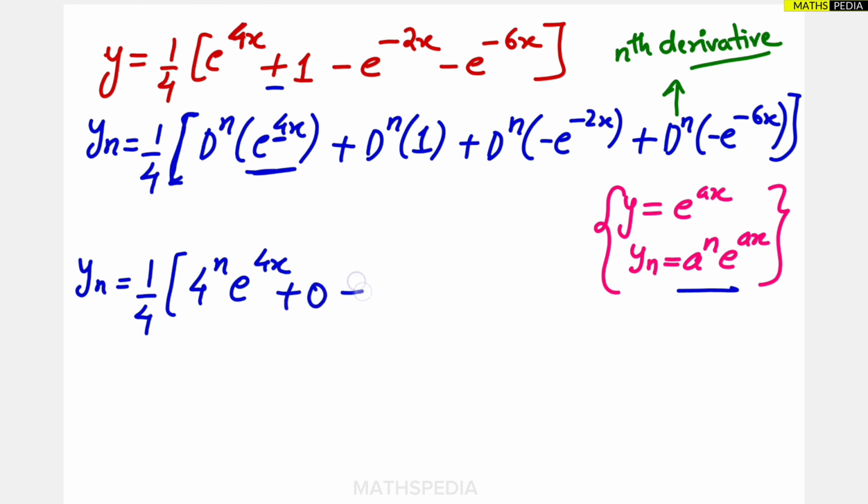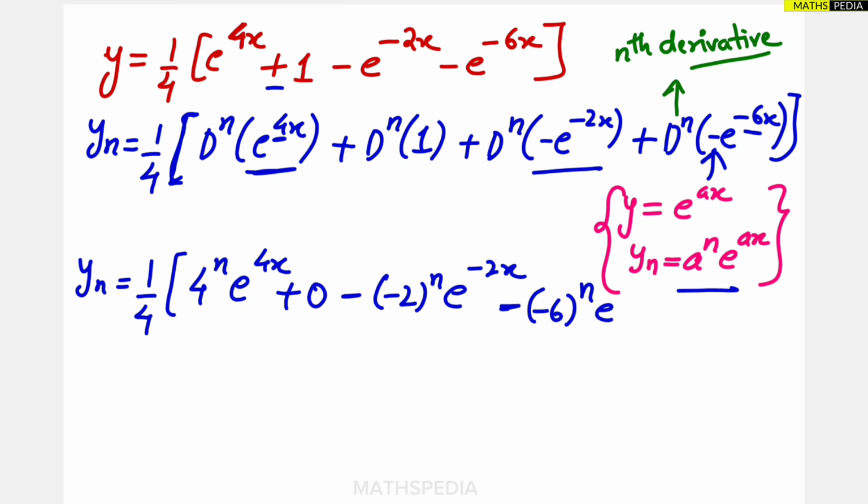So this part is 0, plus. Here minus sign is there, be careful with that, so minus you can take outside. Then e power minus 2x will be minus 2 power n e power minus 2x. Again here minus sign is there, so take minus outside. For e power minus 6x, a value is minus 6, so minus 6 power n e power minus 6x.